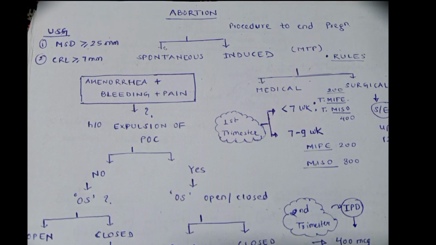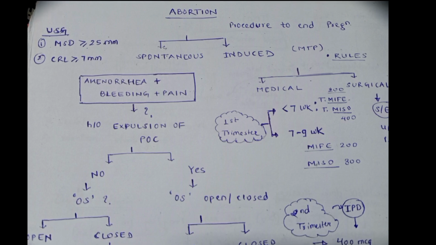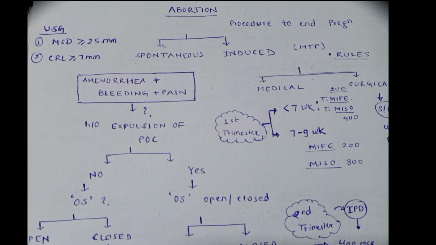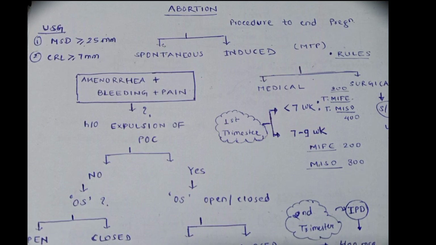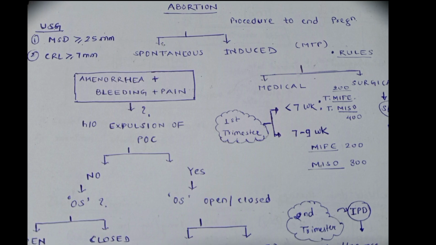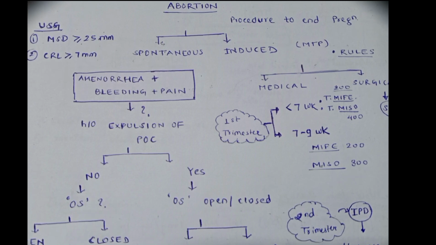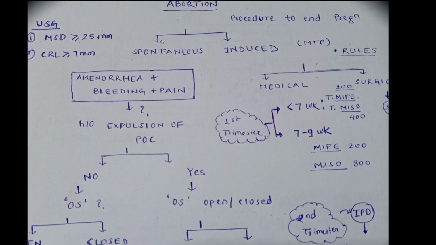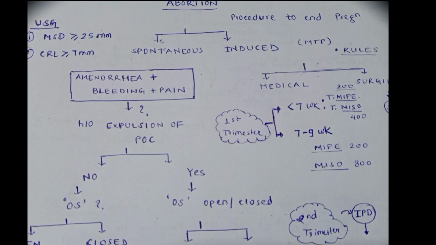So in this video we will learn about the presentation of a female complaining of abortion, how we will investigate the different kinds of abortion, and what the management is. Three things we will do. First, the female will present with amenorrhea, bleeding and pain. Amenorrhea is absence of regular menstruation. She may present with bleeding and lower abdominal pain.